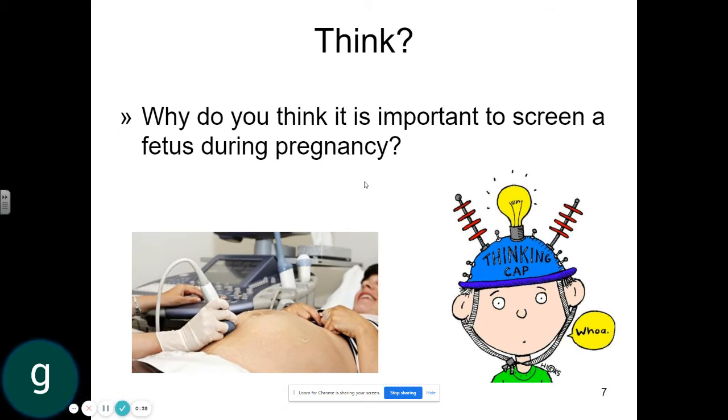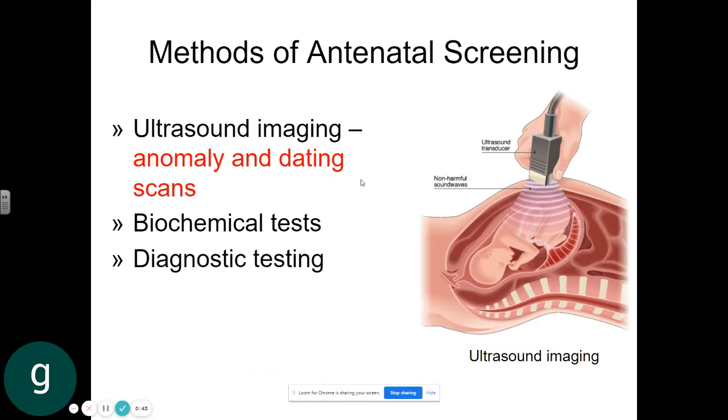So why do you think it's important to screen a fetus during pregnancy? Screening a fetus during pregnancy allows you to judge roughly when the baby will be due to be born. It will tell you if there are any abnormalities in the embryo or baby, and some of these can be treated and some of these are not compatible with life, so this is useful to know in advance. And if the child is likely to have lifelong difficulties, parents sometimes need time to prepare for these changes, so it's good to know earlier rather than later.